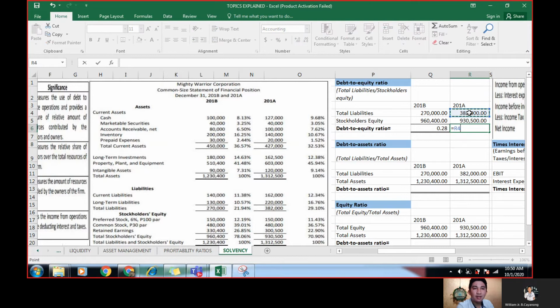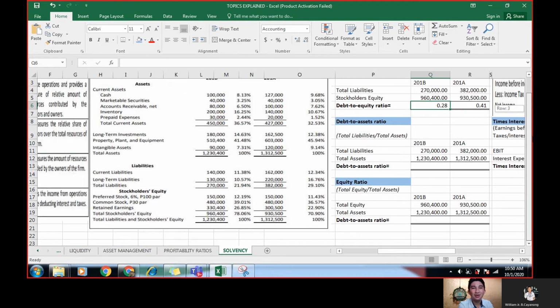Next, 382 divided by 930. So on the previous year, we have 41%. Medyo malaki siya compared to current year. So medyo malaki-laki ang 41, di ba? Almost half na siya of your total capital. So mabuti na lang, during the current year, medyo nabawasan siya. So it means nagbayad tayo last year. Kaya lumiit yung liabilities natin on the current year.